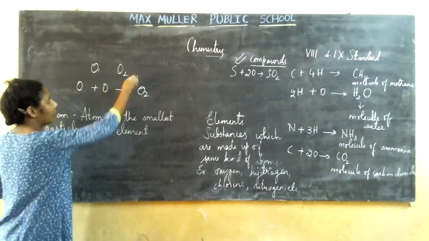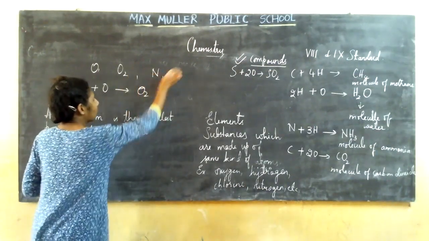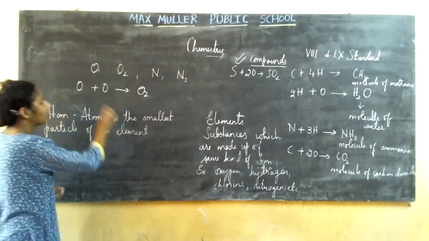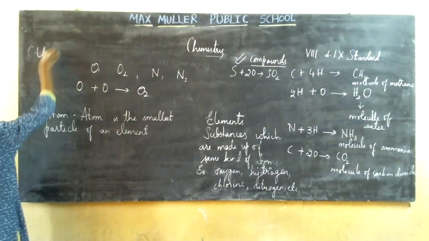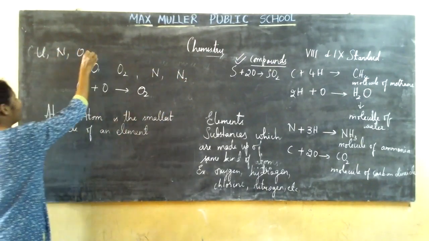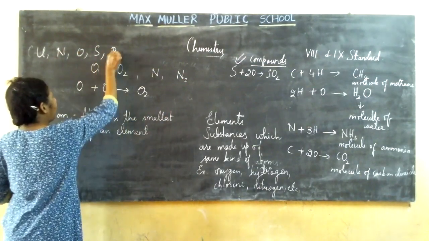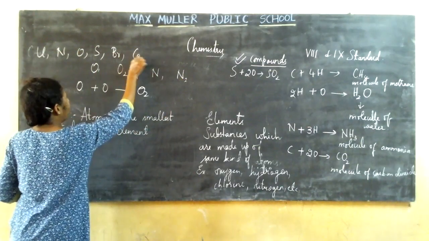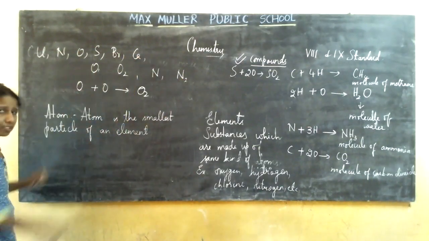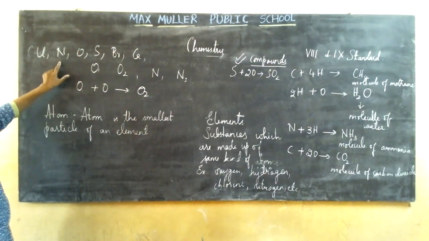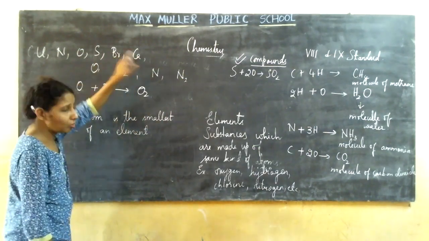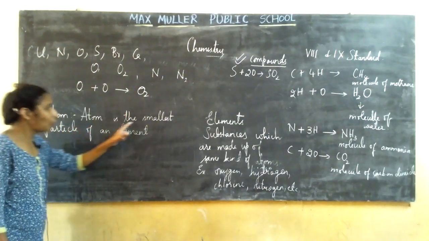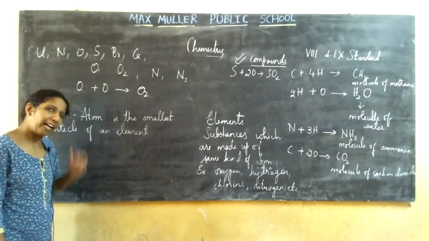Now, to take: nitrogen atom. Fluorine atom, nitrogen atom, oxygen atom, sulfur atom, bromine atom, then calcium atom. They all are existing. Chlorine, nitrogen, oxygen, sulfur, bromine, calcium, what are they? They all are elements, isn't it? So, atom is the smallest particle of an element.